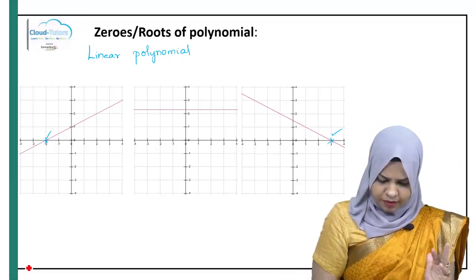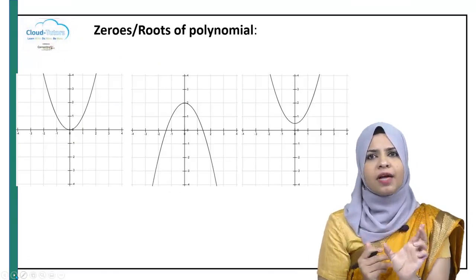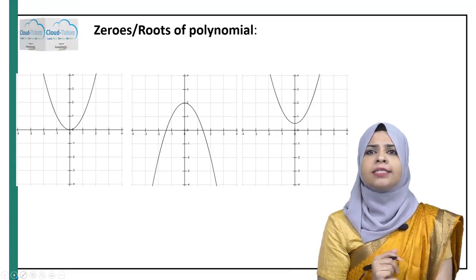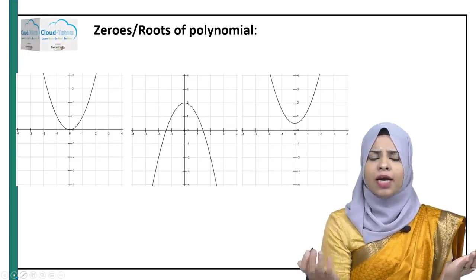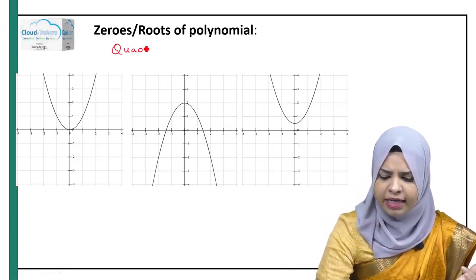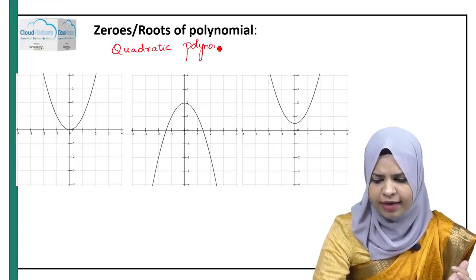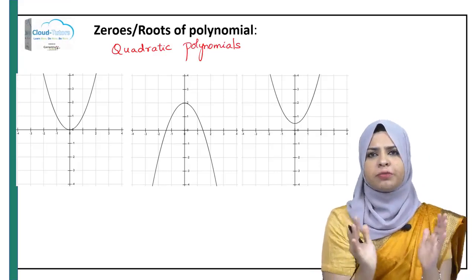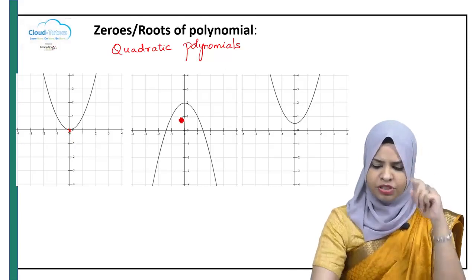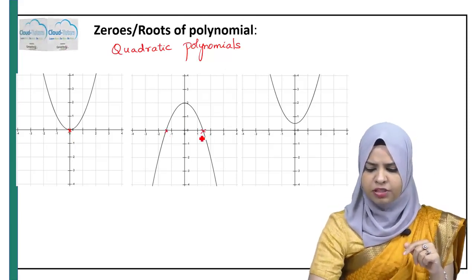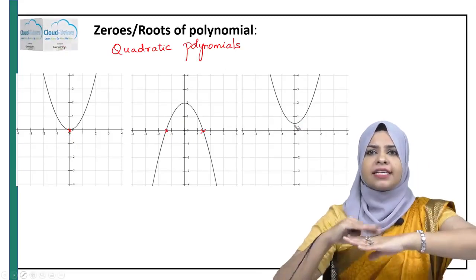Okay. So let's see the next type. Here you have got a U-shaped graph, and this U-shaped graph is also known as a parabola. When I say parabola, for which kind of equations do you get a parabola? It is for quadratic polynomials. So for quadratic polynomials, you get parabolas. Parabolas are U-shaped. Now, as you all can see, again, here it cuts the x-axis at 1 position, here at 2 positions. So here it is not cutting at all.